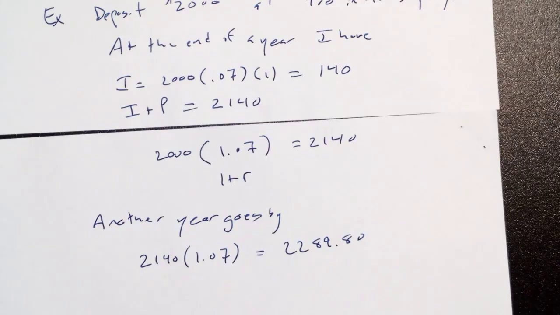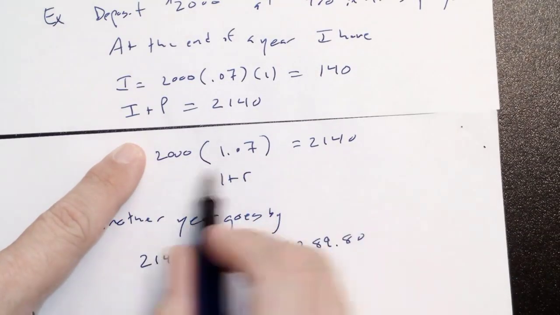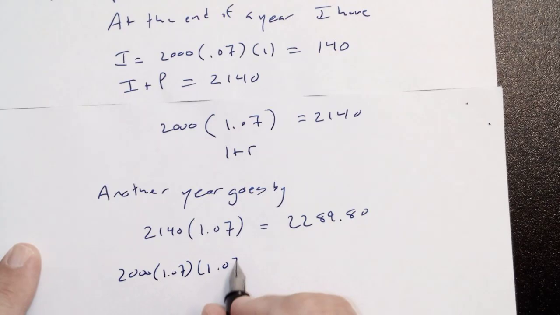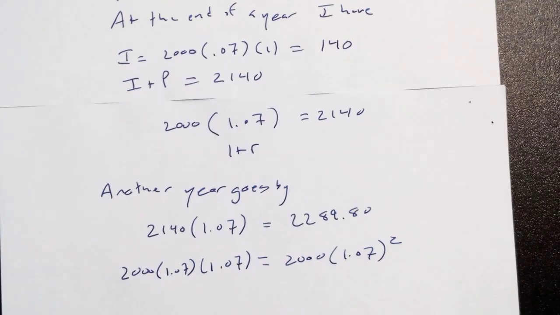Now, wait a second. In terms of the original amount, that 2140 came from that line above, right? So if I replace this number 2140 with this expression, this is 2000, 1.07, and then another 1.07, that's 2000 times 1.07 squared. I multiplied by this interest factor, this 1.07, a second time.